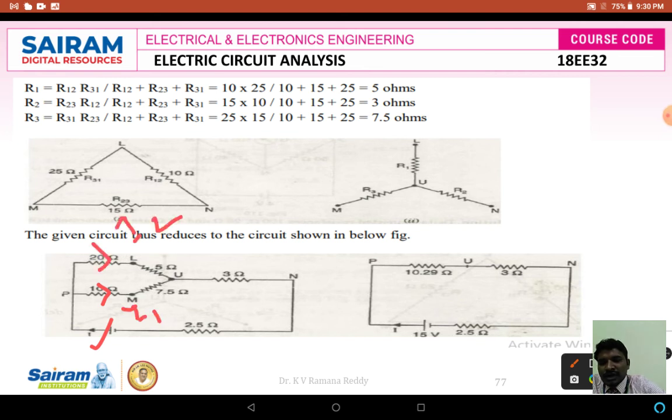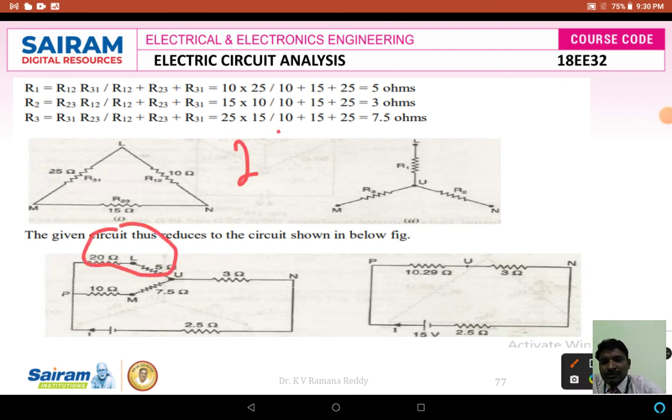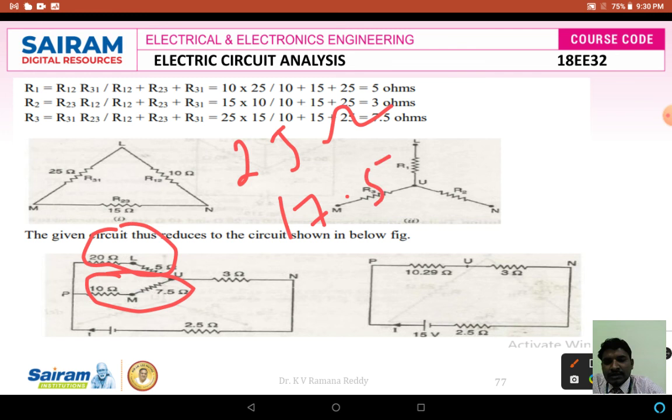I1 is the current which is commonly flowing through this 10 ohms and 7.5 ohms. I2 is the current which is commonly flowing through this 20 ohms and this 5 ohms, because those are connected in series. Now 20 plus 5 is 25. Here 20 plus 5 becomes 25 ohms, and here 10 plus 7.5 becomes 17.5. Again these two are connected in parallel.